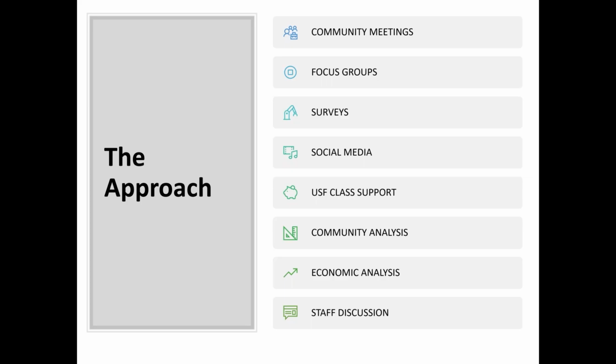And then finally, the professional staff will take all the information that we pulled from these different activities, and we'll start having our own internal discussion as to where we see the key issues, the opportunities, and what sort of alternatives might be out there. And then we'll bring that back to you so that you can see the synthesis of that information.